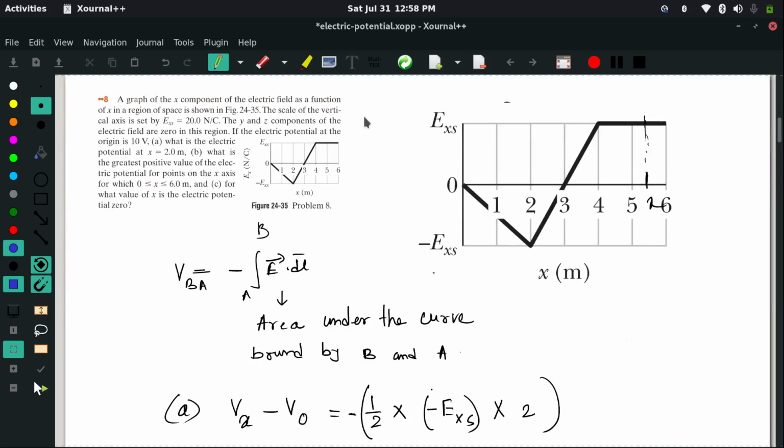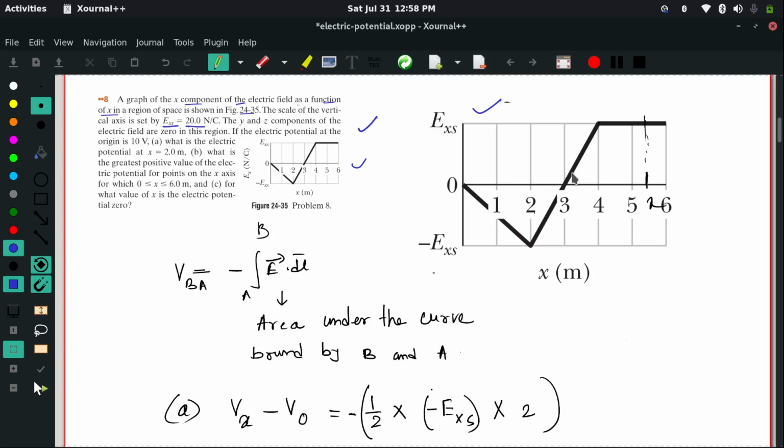Okay, so let's move on to the next one. What we have got here is a graph of the x component of the electric field as a function of x in a region of space, shown in this figure. I have tried to make it a little big so that you can see it. The scale of the vertical axis is set by Ex, which is given by 20 Newton per Coulomb.